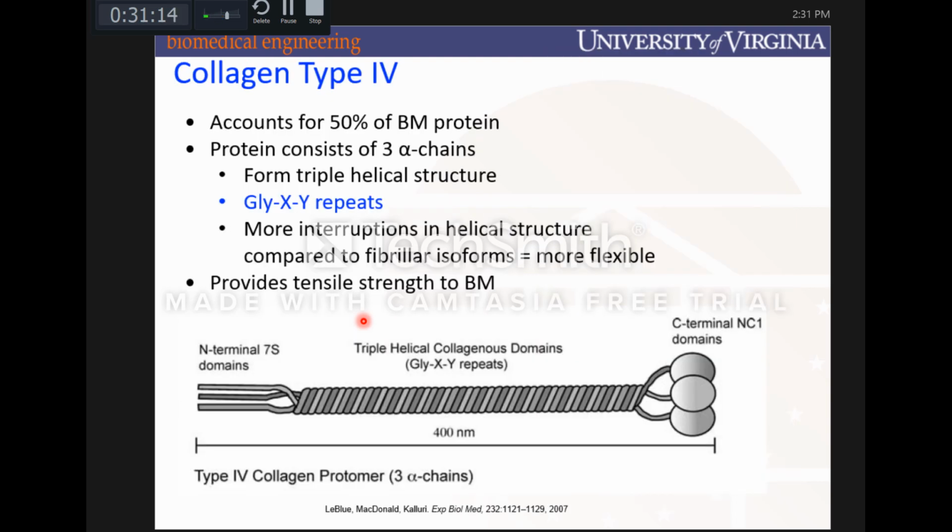So collagen type 4 is the other half by mass, which is kind of cheating because nidogen and perlecan are tiny mass-wise, but by weight, collagen 4 and laminin are basically 50-50 of all the basement membrane proteins. And as with all collagens, which we'll talk about more later, it's got 3 alpha chains all wrapped together to form a triple helix. All collagens are characterized by Gly-X-Y repeats. That's what gives them their twist.